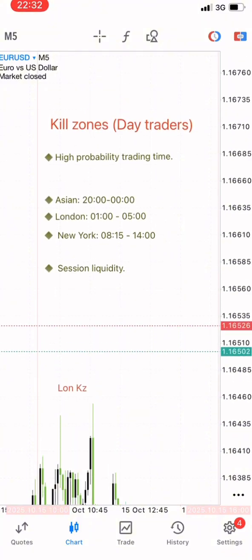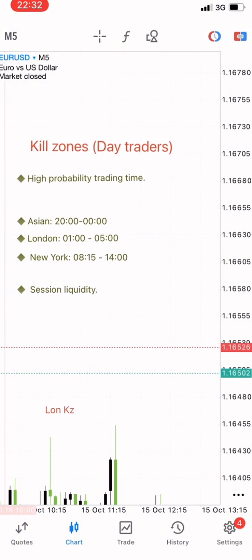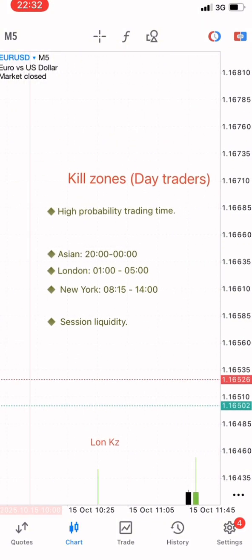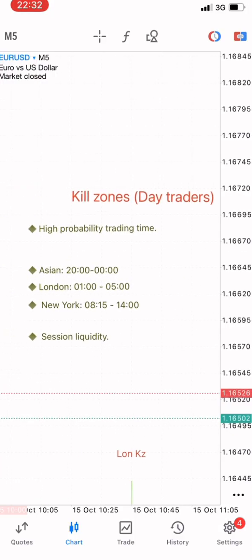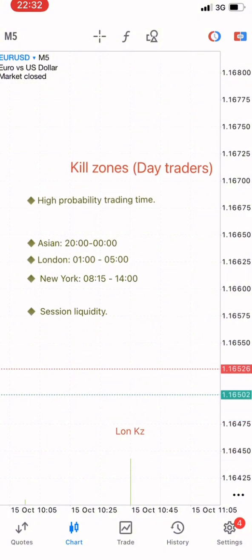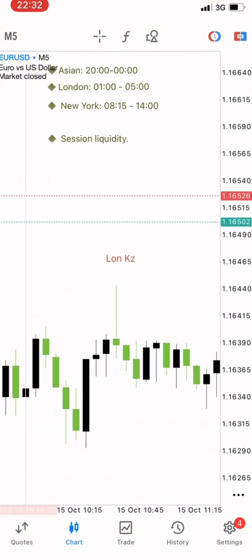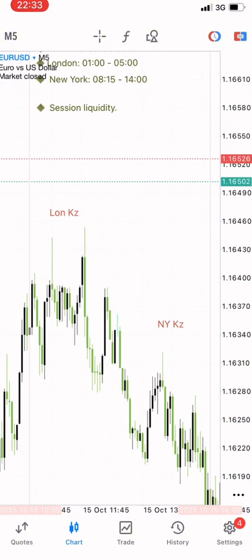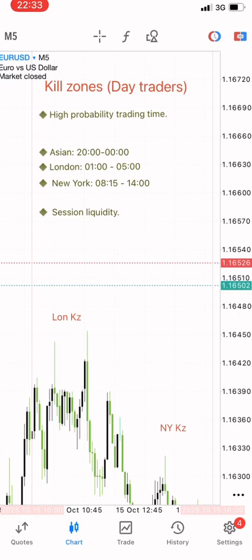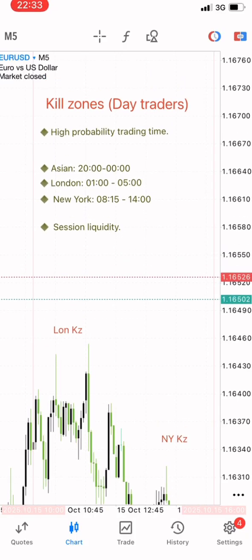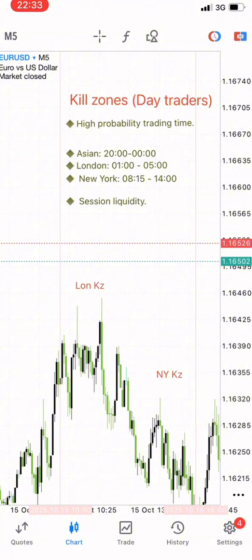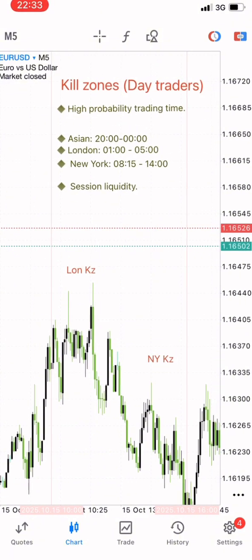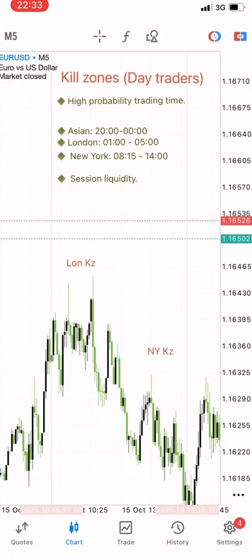It also applies for the weekly candle trader when trying to catch the high or the low, because the high or the low of the week usually forms on a specific day at a specific time, usually, more often than not, during a kill zone. A kill zone basically is a high probability trading window.